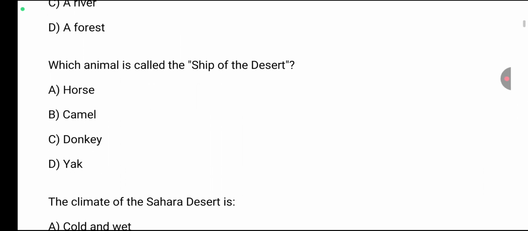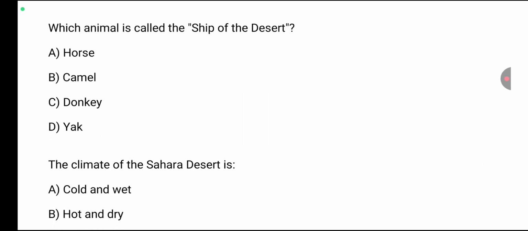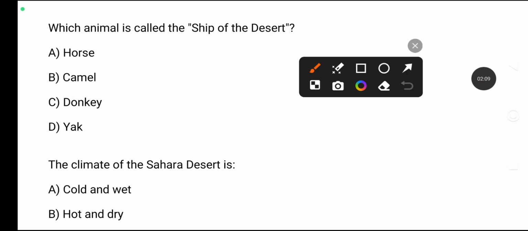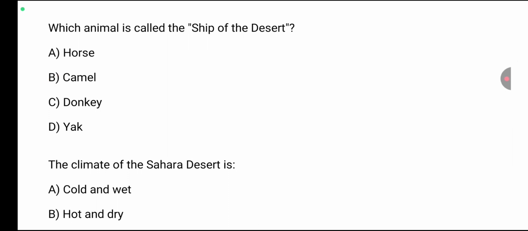Okay. Now moving on to another question. Which animal is called the ship of the desert? Here are the options: horse, camel, donkey, yak. The answer will be B, that is camel.